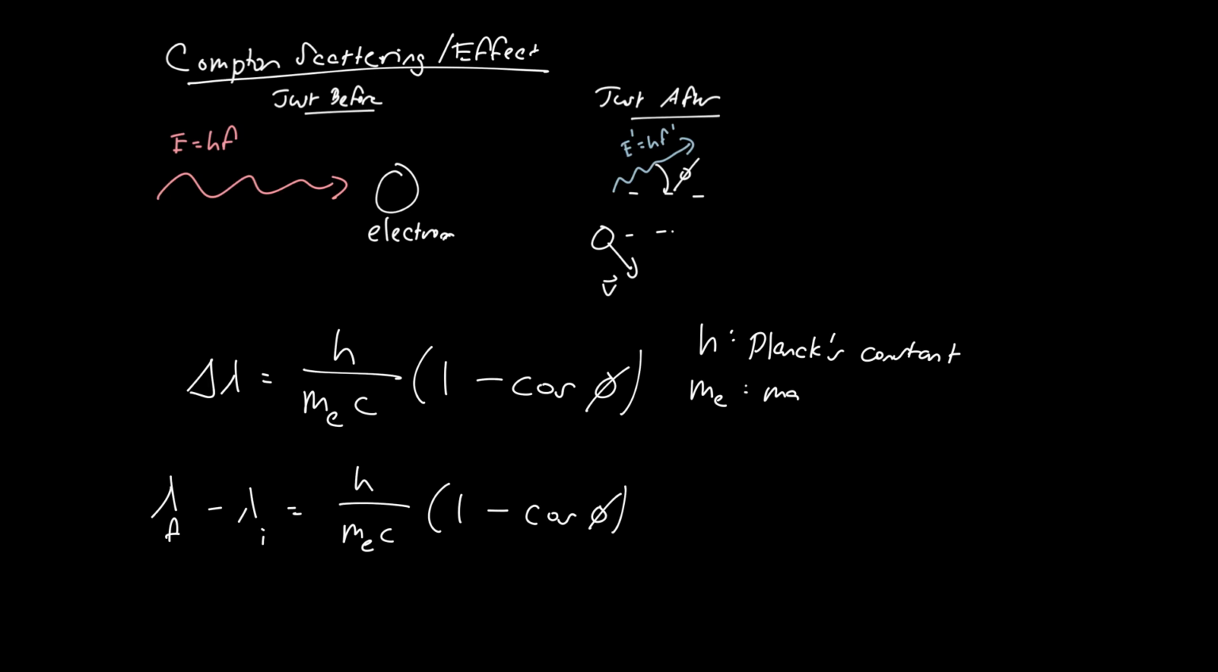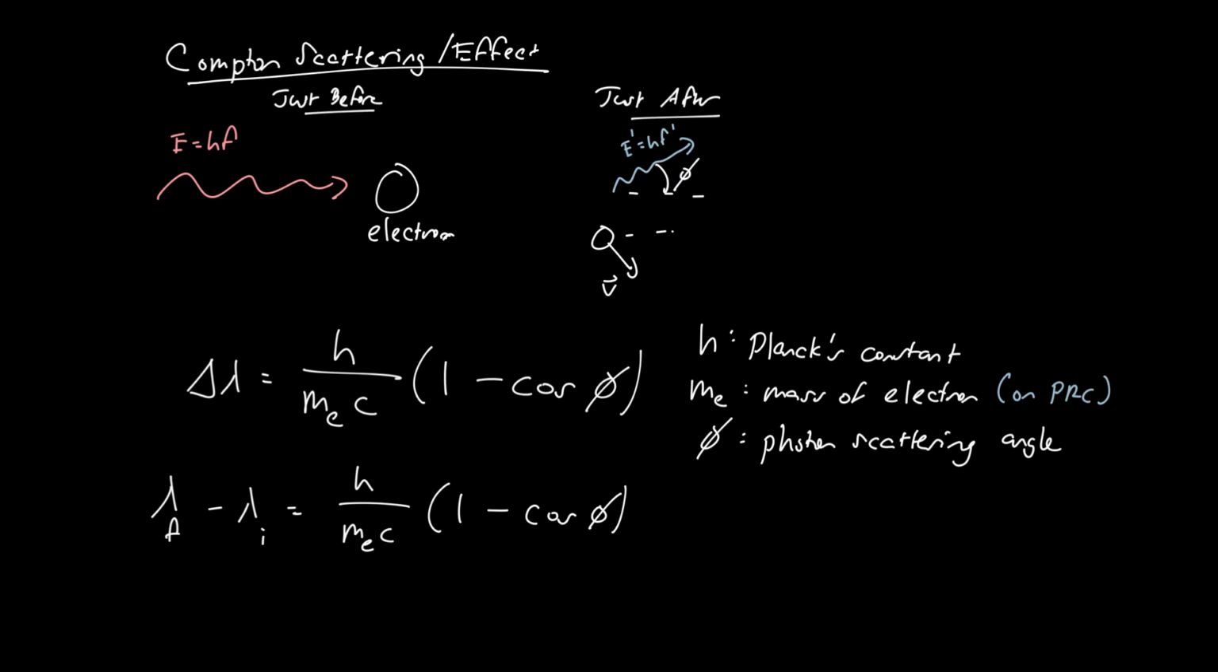This is the mass of an electron, and this is on the PRC. And then phi is the photon scattering angle. So that's this angle that we said the photon scatters off at in relation to its incident direction.